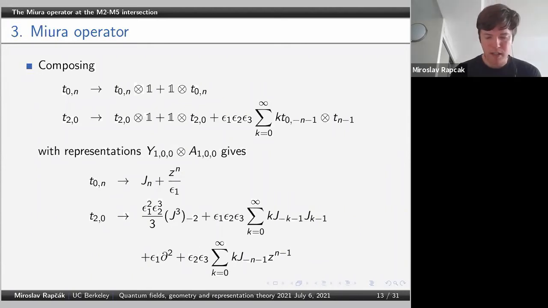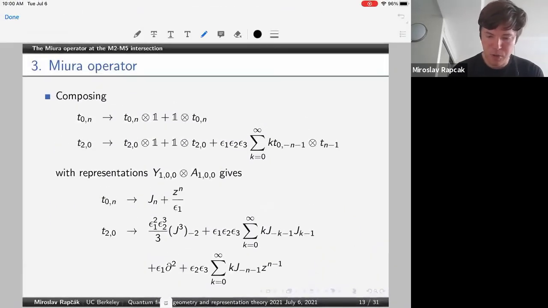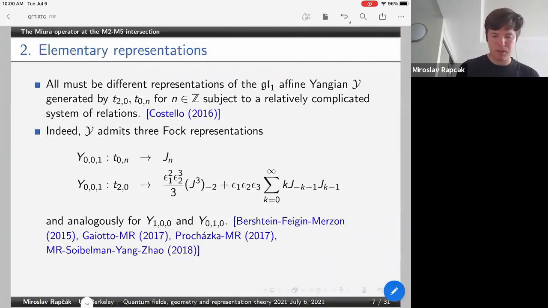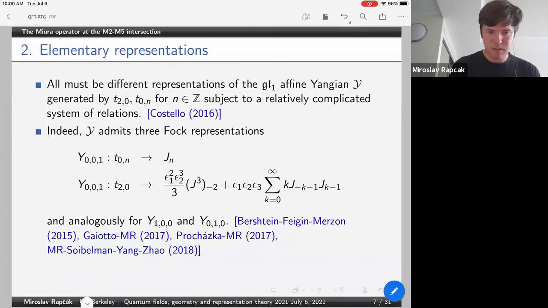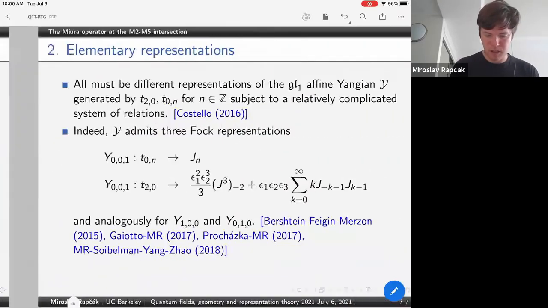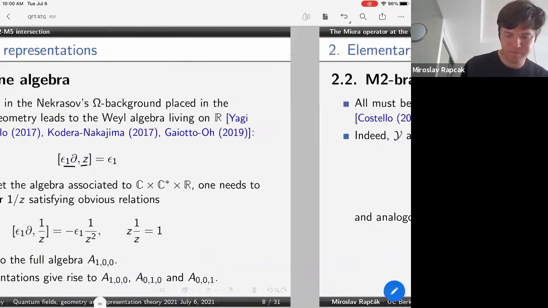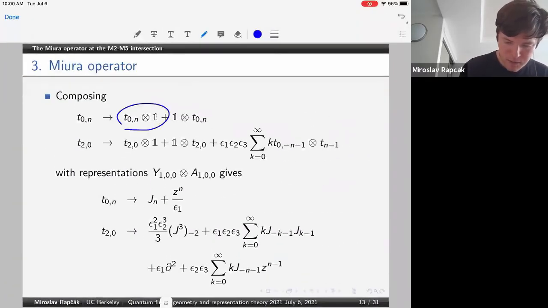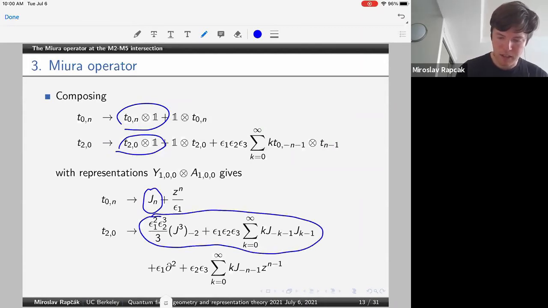So first I wrote down the coproduct again, and the only thing that I do is really just plug in the representation maps that I wrote down earlier. Let me go back. Earlier, when I was talking about the M5 brane algebra, and here when I was talking about the M2 brane algebra. Okay, so in particular, you can see this term is simply going to map to Jn. This term is going to map to this complicated looking combination. This guy is going to again map to Jn, just with negative indices.